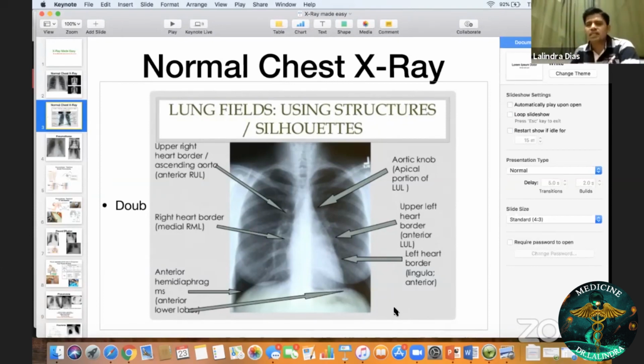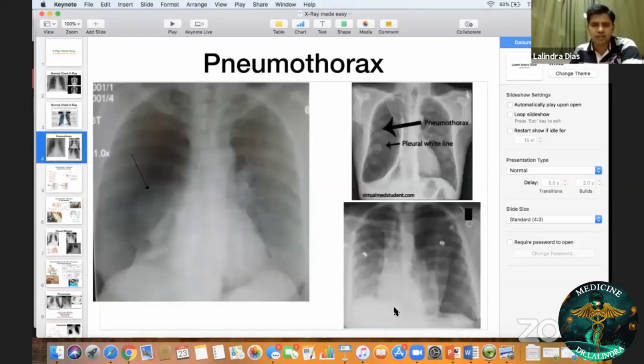So now, having discussed the normal chest X-rays, we are going to see how to interpret abnormal chest X-rays. Abnormal chest X-rays. Let's do that. Now, first I am going to teach you a condition called pneumothorax. It's a medical emergency as well as a surgical emergency. So what is called a pneumothorax?